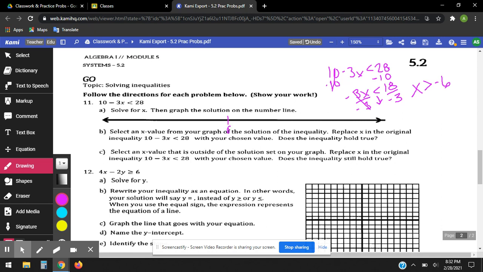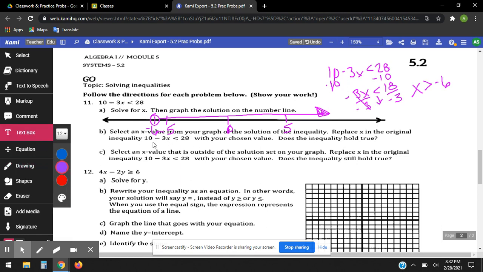So I'm going to put a 0 here, -5, and it's an open circle because it's not equal to, and it is greater than. So I'm going to go this direction. So x is greater than -6. So let's select an x value from our graph to put into the inequality, and we're going to solve it to see if it actually works.